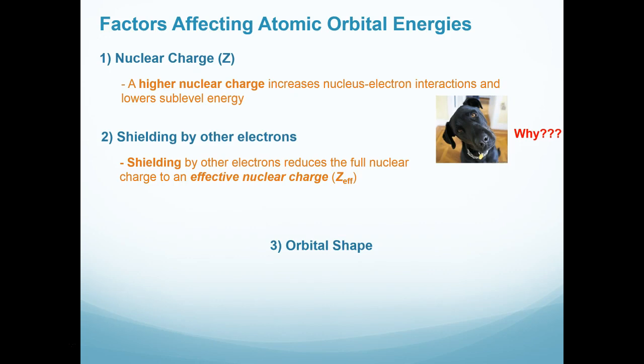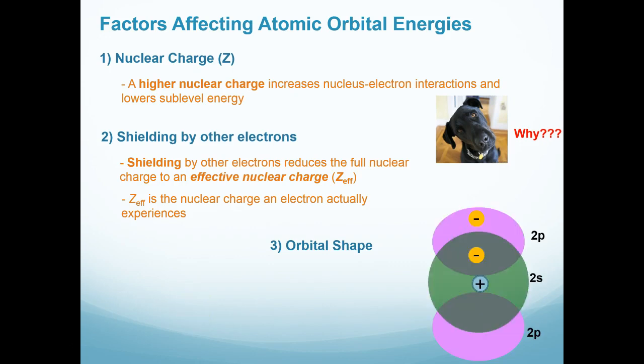Even though the electrons feel that pull from the protons in the nucleus, if you have other electrons in between, those can shield or block some of that pull. So something else we want to think about is shielding by other electrons and how it reduces the overall nuclear charge. The pull from the nucleus that the electron actually feels is called the effective nuclear charge, or Z effective. So this effective nuclear charge is what that electron actually experiences.